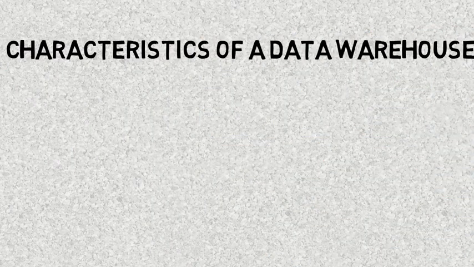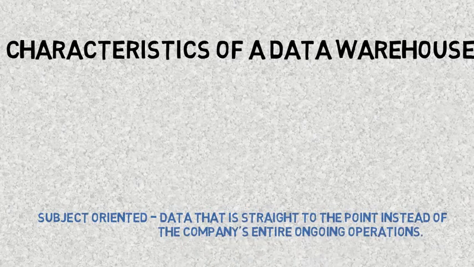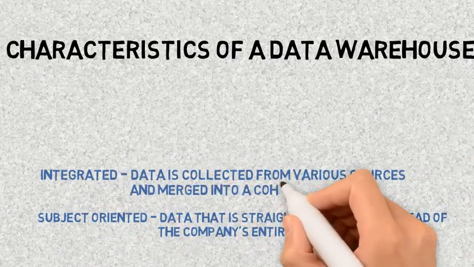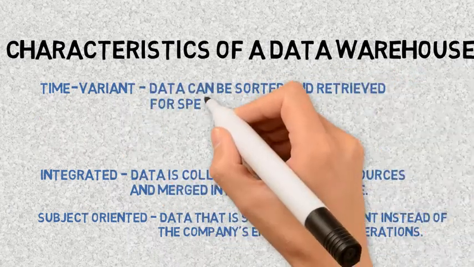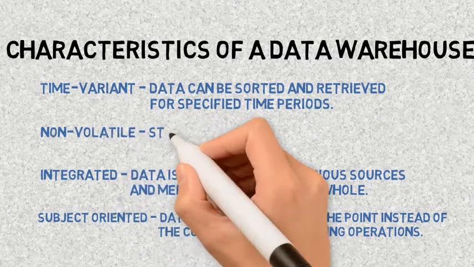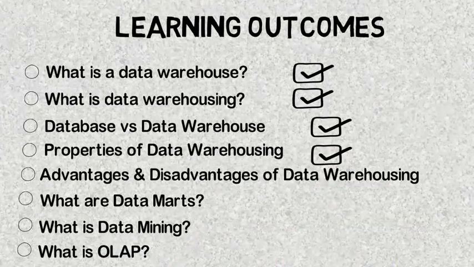Moving on to the properties of a data warehouse. A data warehouse is subject-oriented, meaning data is straight to the point instead of the company's entire ongoing operations. A data warehouse is integrated. Data is collected from various sources and merged into a coherent whole. A data warehouse is time variant. Data can be sorted and retrieved for different time intervals. And lastly, a data warehouse is non-volatile.